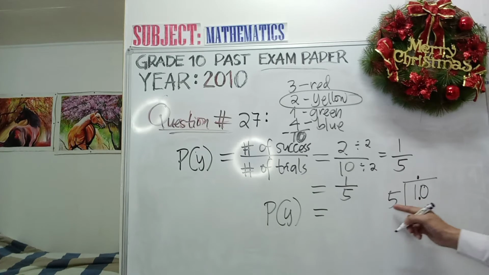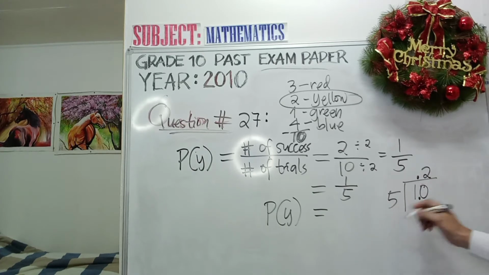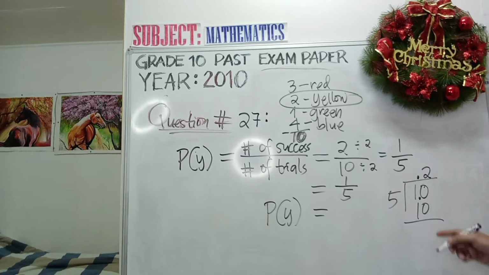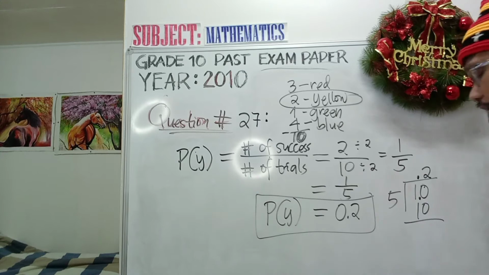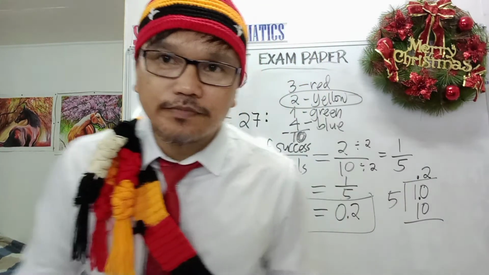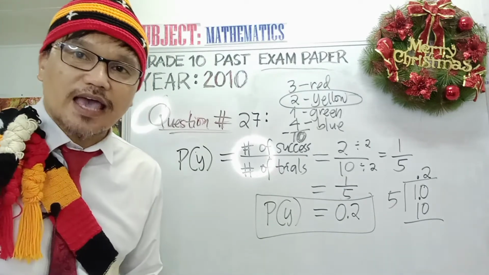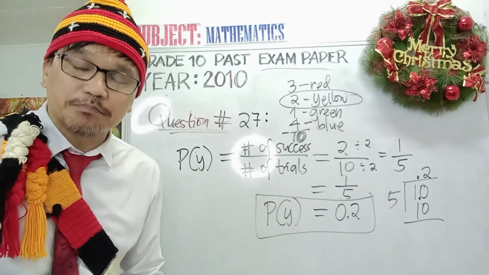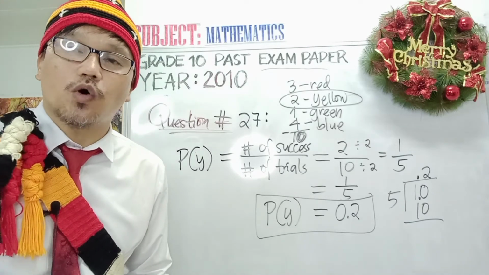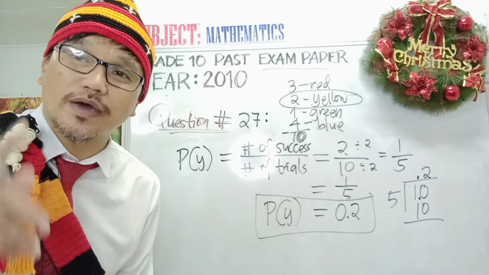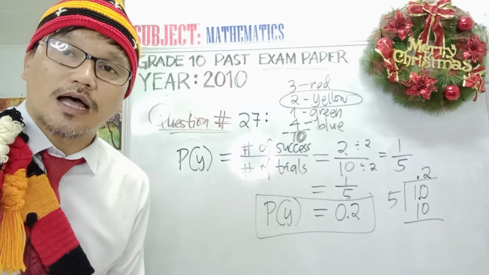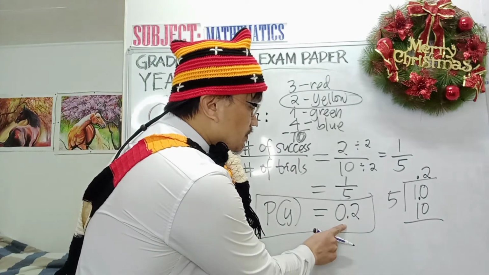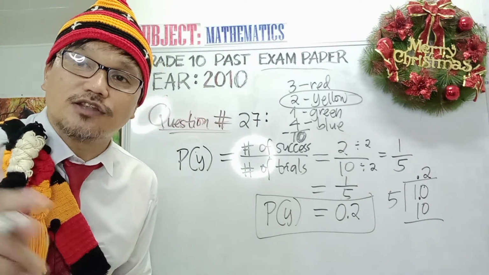So now you have 10 divided by 5 is 2. 2 times 5 is 10. And then you have 0. So your answer now is 0.2 probability of picking up yellow. So your chance of picking a yellow inside the bag of marbles is 0.2 or 20%. You only have a 20% chance of picking up a yellow at random inside the bag where the marbles are. So this will be the answer that you are going to write down in your answer sheet.